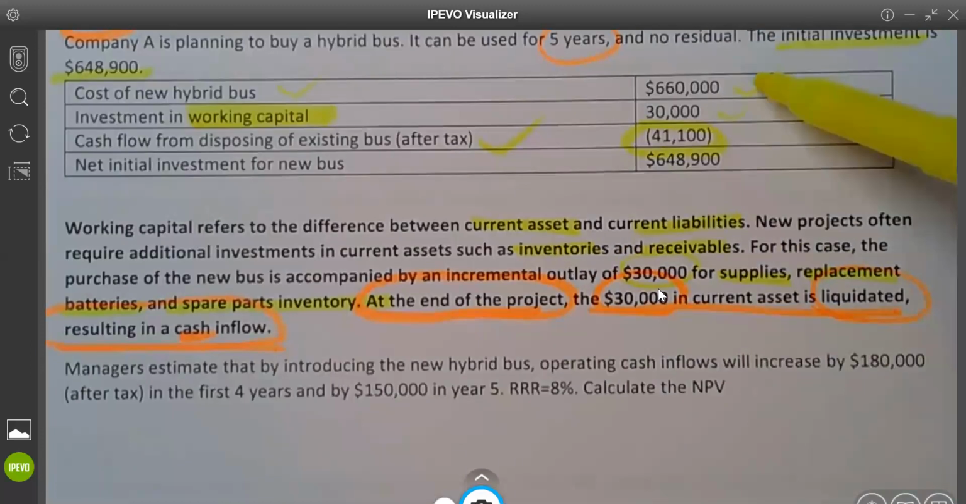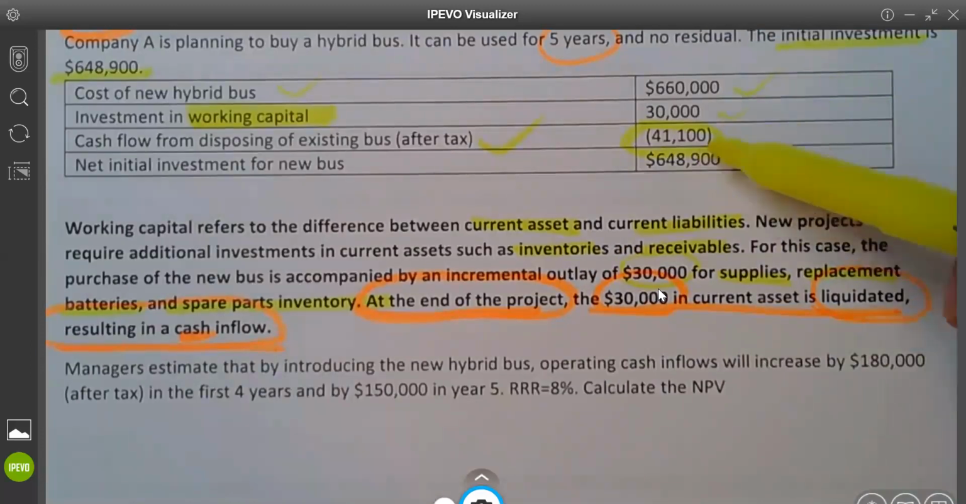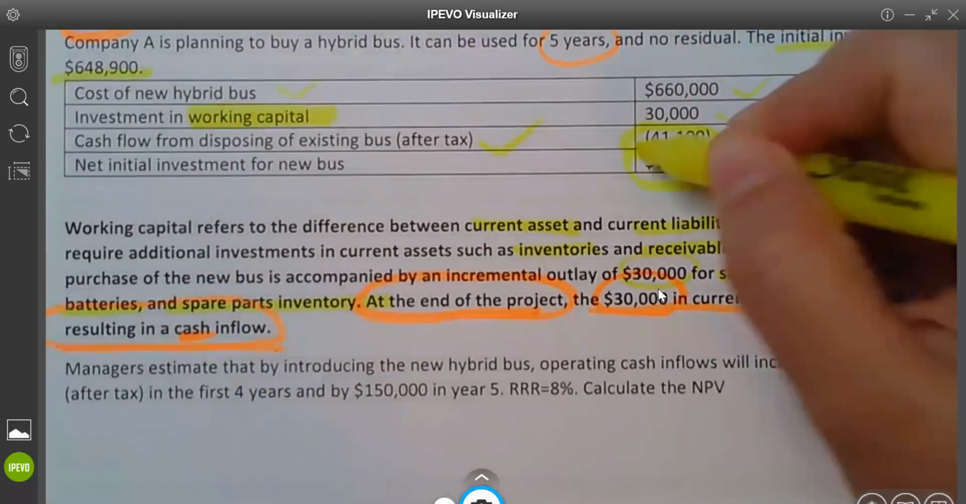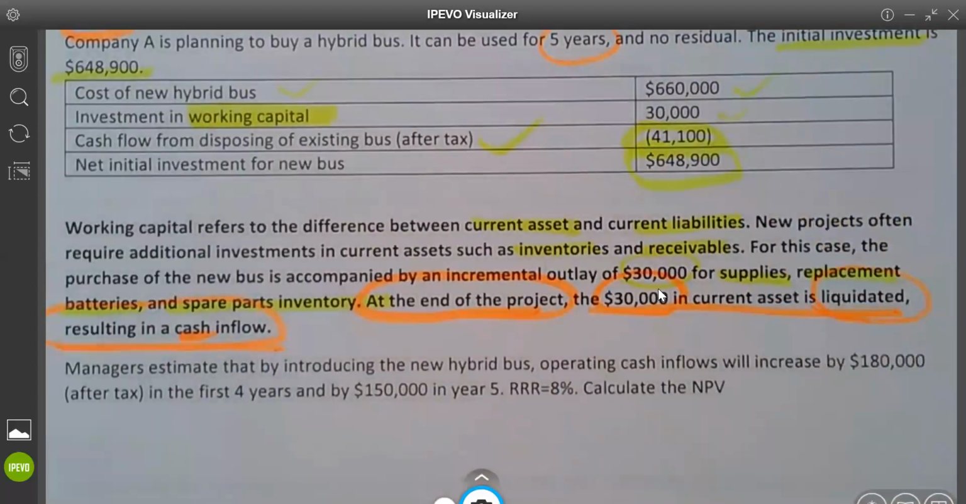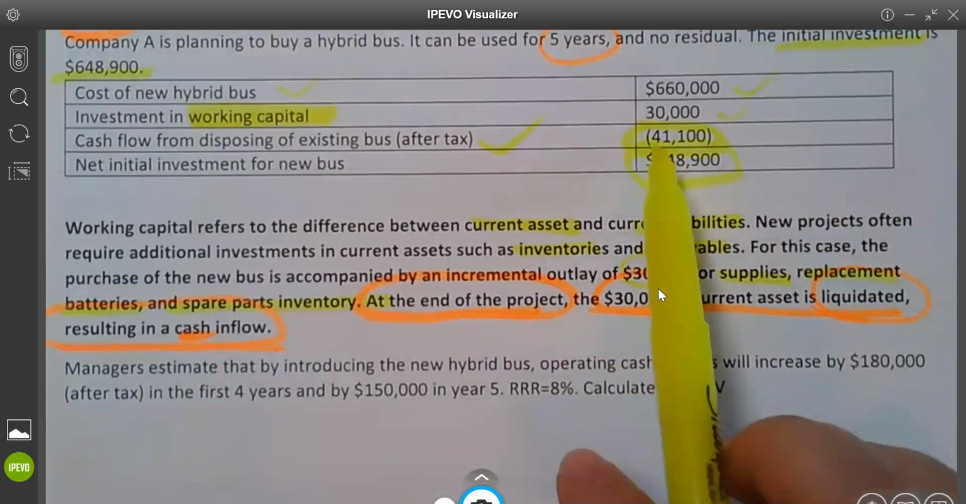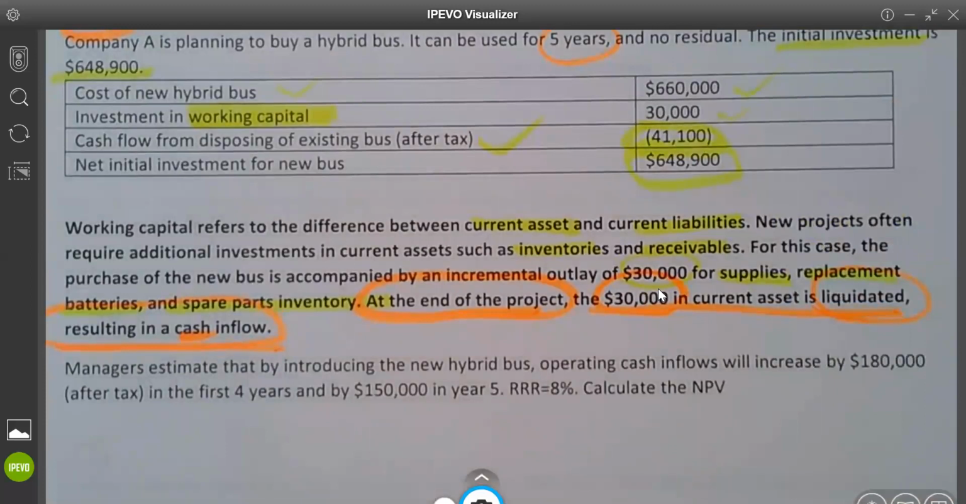That's negative, right? Cash inflow, kind of a contra account, you know. So you spend 660,000 plus 30,000, but you will get 41,100 back. So your net initial investment is 648,900. We will talk more about this. How did you get 41,100? We will talk more about that in the future.